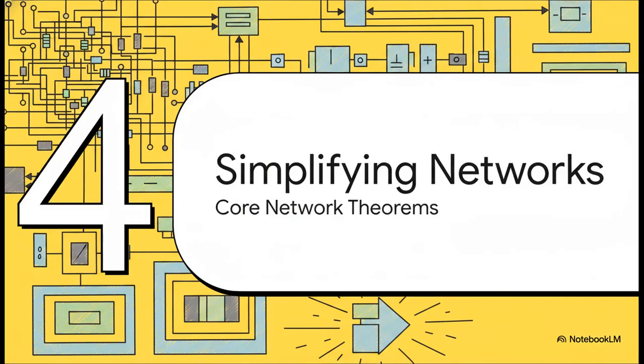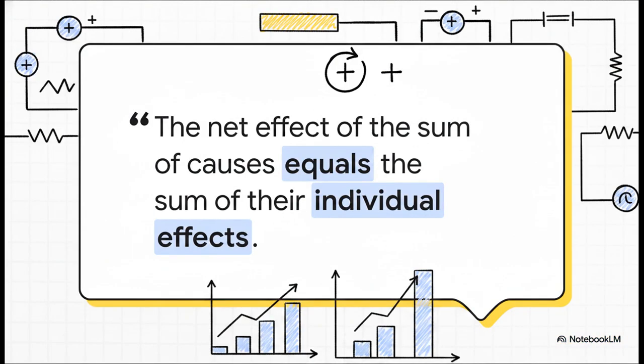And finally, Section 4, Simplifying Complex Networks, Superposition and Star Delta. Let's start with the superposition theorem. Our textbook source defines it beautifully. An element or circuit obeys the principle of superposition if the net effect of the sum of causes equals the sum of their individual effects.